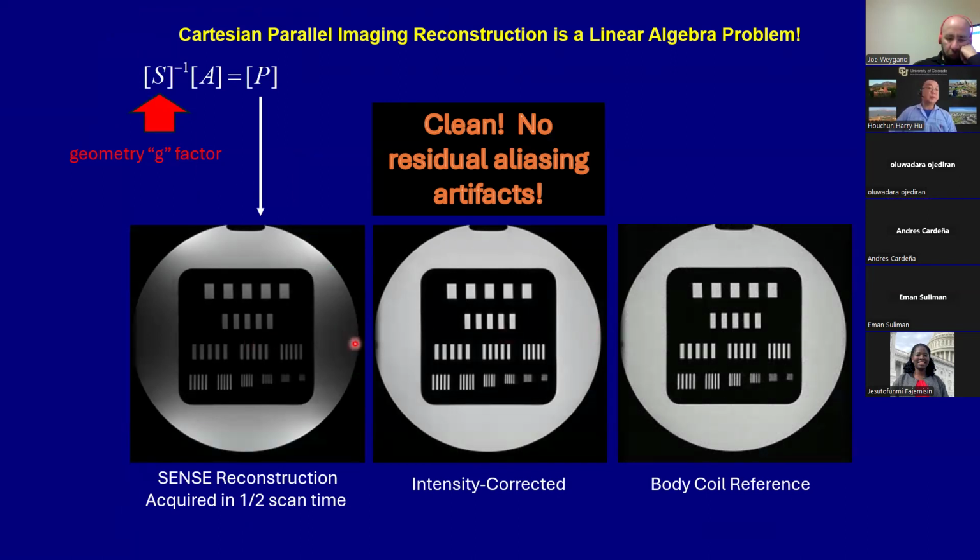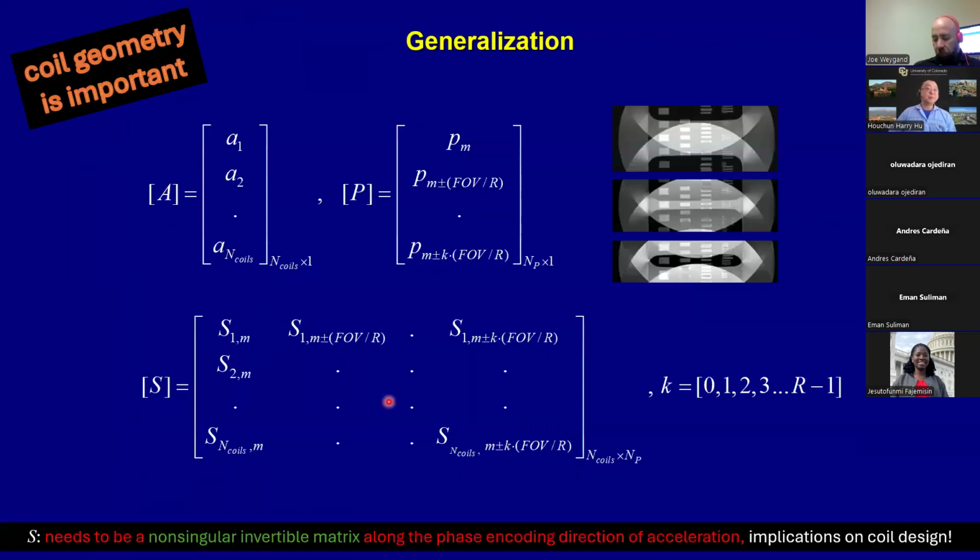This is actually from my PhD days, and you can see that the image that's acquired on the left with half the scan time is nearly indistinguishable from the body coil reference image. You can see that there are no aliasing artifacts. And when there's no aliasing or residual artifacts, then the inversion, or the geometry factor, is perfect. So the sensitivity profiles were adequate. And you'll see later with examples that the aliasing is not always perfect.